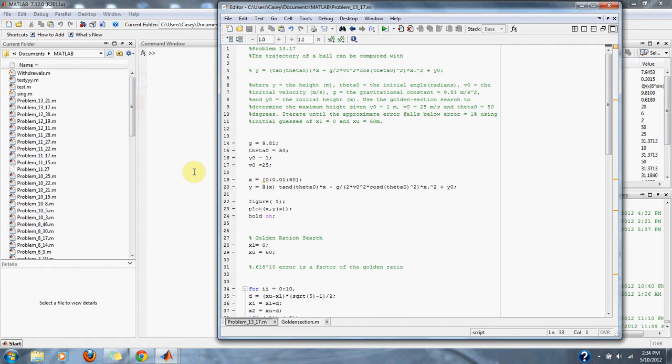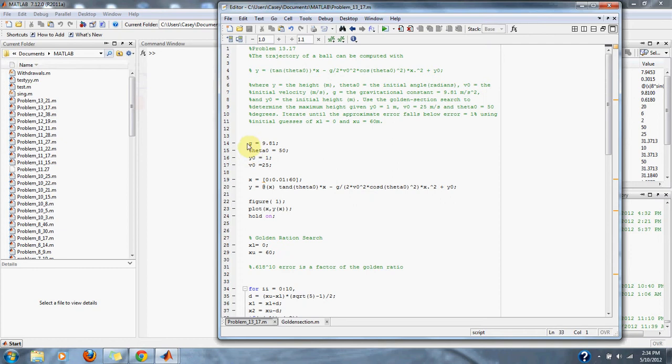Use the golden section search to determine the maximum height given y sub 0 equals 1 meter, v sub 0 equals 25 meters per second, and theta sub 0 equals 50 degrees. Iterate until the approximate error falls below 1% using the initial guess of x lower equal to 0 and x upper equal to 60.